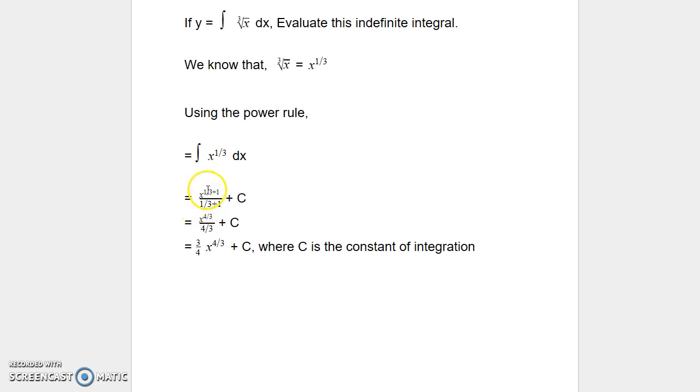X to the power of 1 over 3 plus 1, the whole thing divided by 1 over 3 plus 1, plus c, which is a constant of integration. When we simplify this some more, x to the power of 1 over 3 plus 1, there is a fraction added to a whole number. 1 over 3 plus 1 converts to 4 over 3.